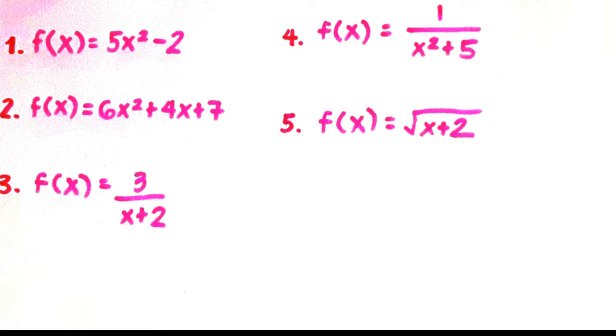Number 1, f of x is equal to 5x squared minus 2. Number 2, f of x is equal to 6x squared plus 4x plus 7. Number 3, f of x is equal to 3 over x plus 2. Number 4, f of x is equal to 1 over x squared plus 5. And last, number 5, f of x is equal to root x plus 2.